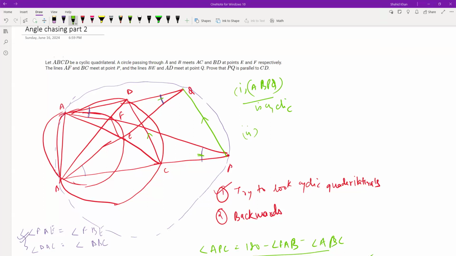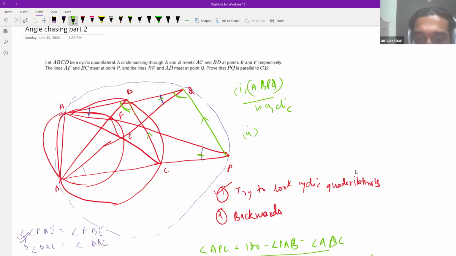We can try to use corresponding angles, like angle AQP is equal to angle ADC. We can try to prove angle AQP is equal to angle ADC, and use that to prove it parallel.